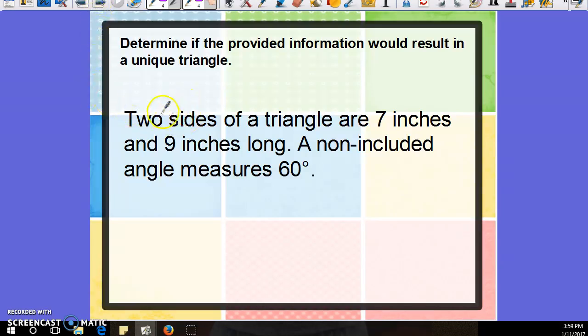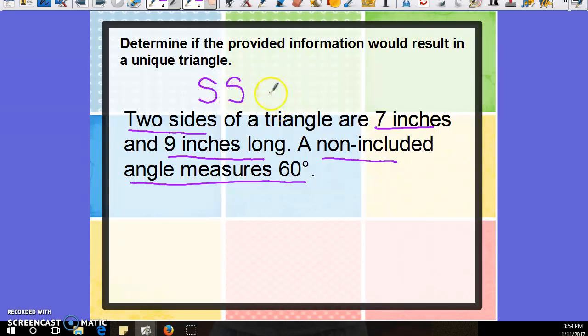Alright, we have 2 sides of a triangle that are 7 inches and 9 inches long, and a non-included angle measure of 60. And then we know that we have a side and an angle. That was not on our chart. That means we can form more than one triangle if it is a non-included angle measure. So this is more than one, or not unique.